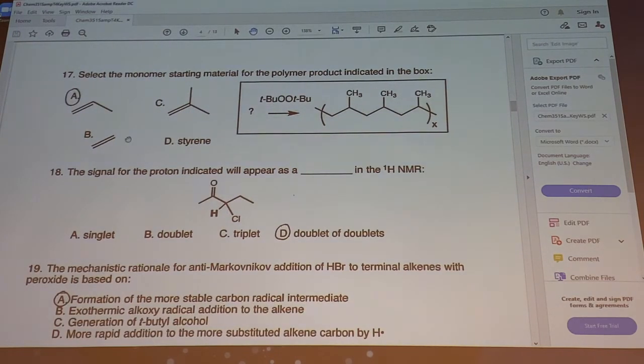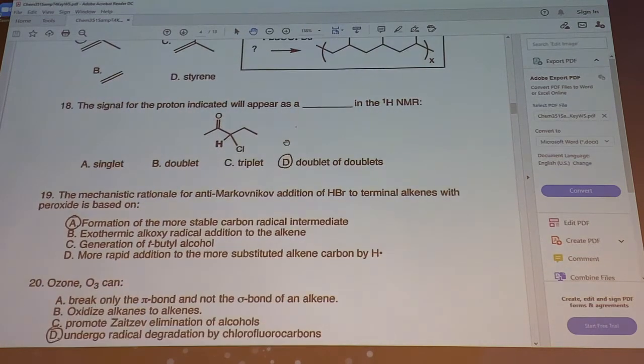Which monomer gives rise to this polymer? Well, this is polypropylene, so it's from propene. Each alternating carbon has a methyl group on it. What about that signal right there?